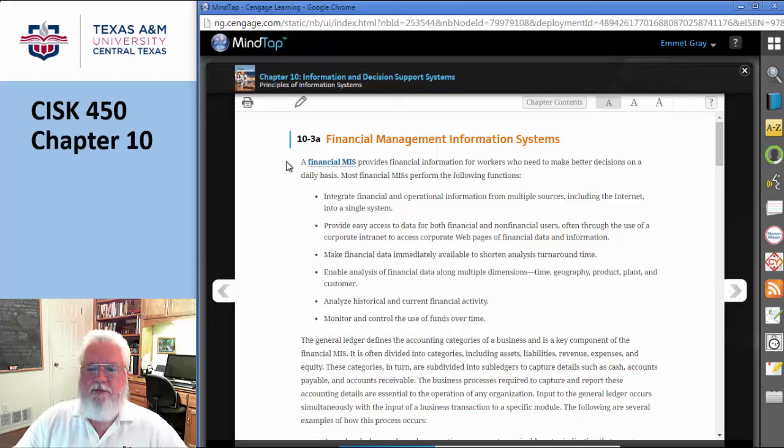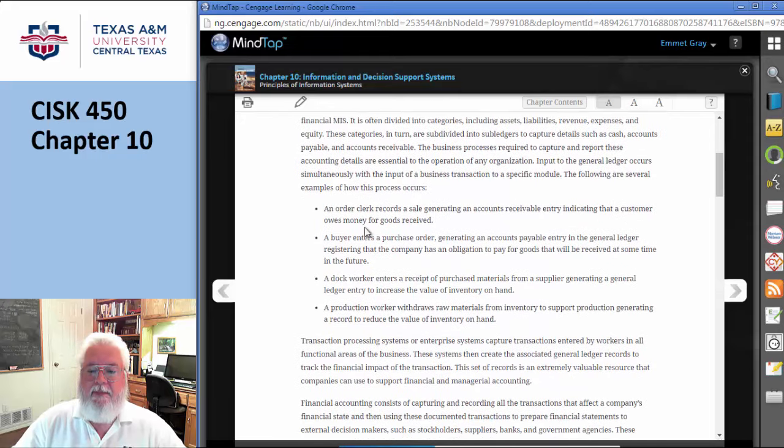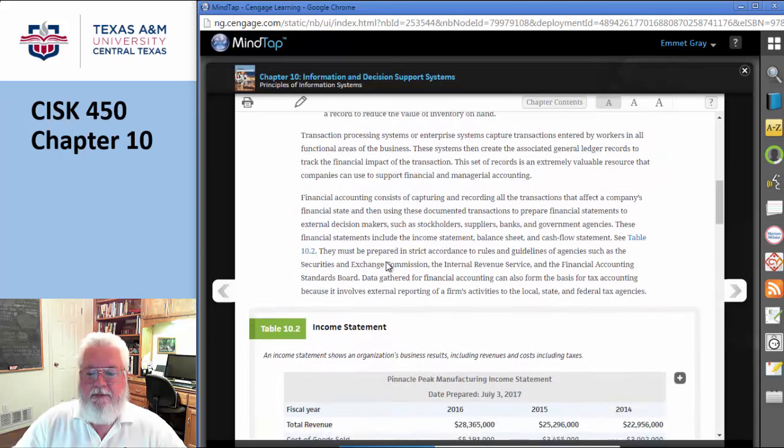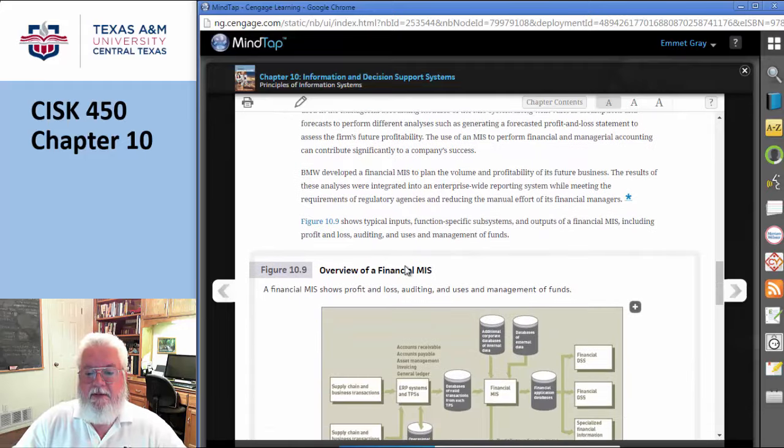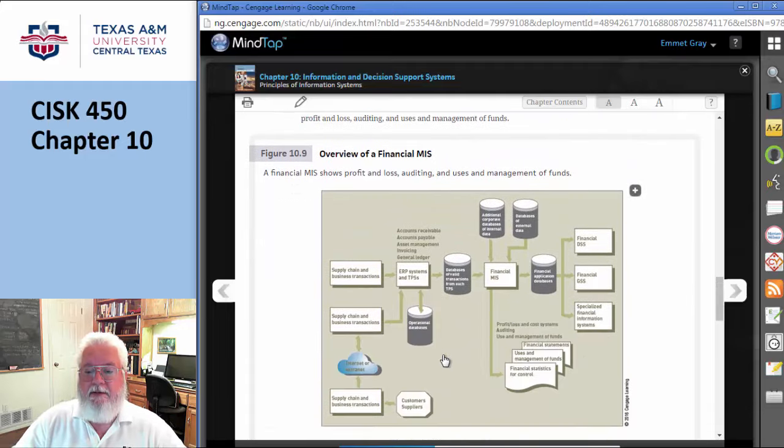So here's my financial MIS, and of course, remember, this is tailored to the financial folks. So the financial operation information, provide access, and so on. The order clerk records the sales generated, and so on. All these transactions and all the stuff. It produces income statements and all that good stuff. And here's what it looks like.